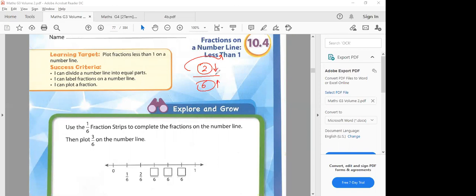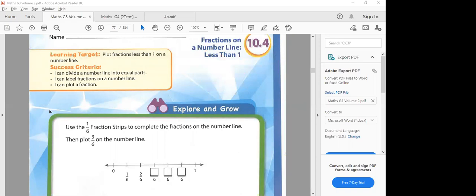So if the number up is smaller, it will be less than 1. In any fraction, the number up, we called it the numerator last time, and the number down we called the denominator. So if the numerator is smaller than the denominator, then this fraction is less than 1, okay?